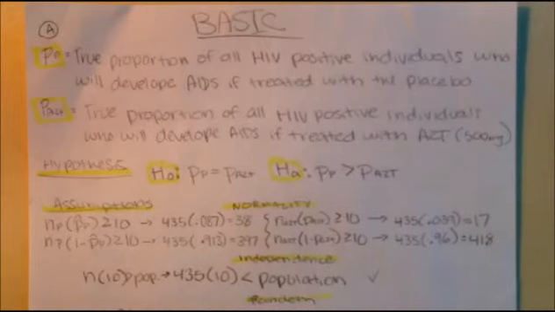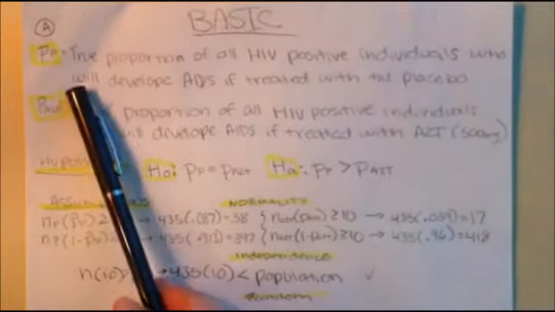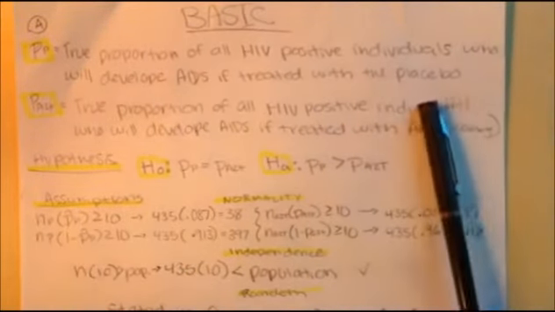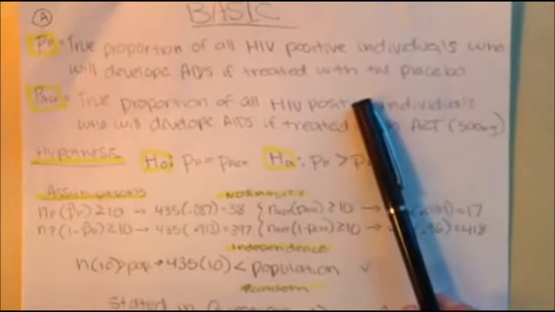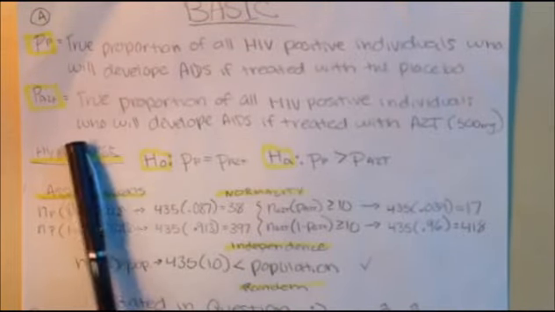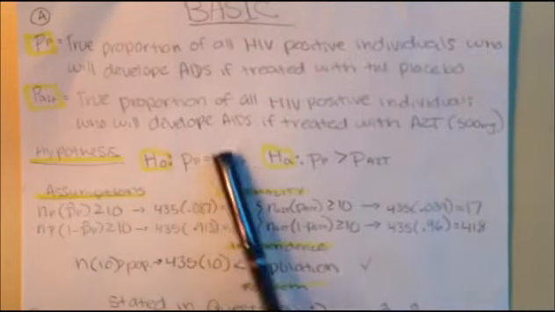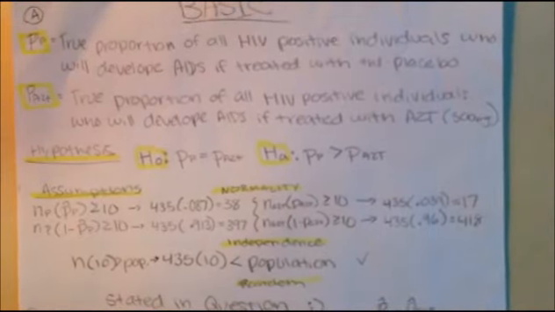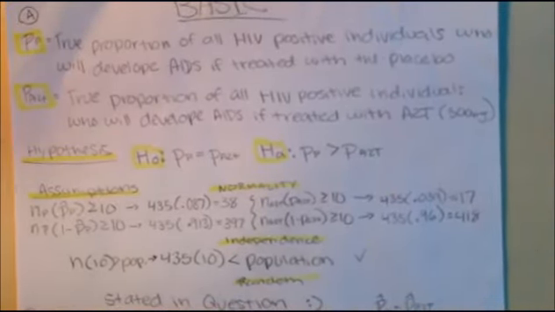Part A says state the hypothesis and check that you can safely use the Z procedure. So the first thing we want to do is define the variables that we will be using, or our parameters. P subscript P represents the proportion of HIV positive individuals who will develop AIDS if treated with a placebo, and P subscript AZT represents the true proportion of all HIV positive individuals who develop AIDS when treated with the 500 milligrams of AZT daily.